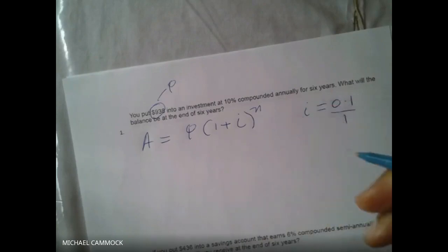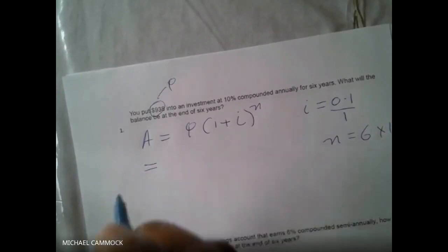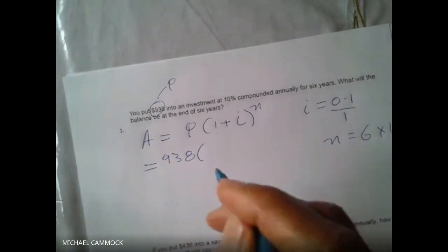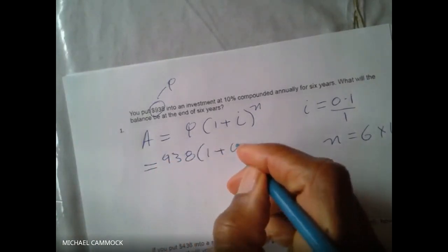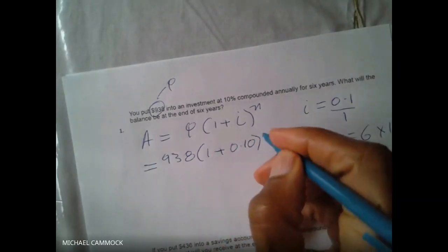The n is going to be the years, which is 6. Do I have to multiply that by anything? Again, annually just means 1, so multiply by 1. So let's put it all together into the equation now. A is equal to 938 multiplied by 1 plus 0.1, 0.10 if you like, to the power of 6 times 1, which is 6. All right?